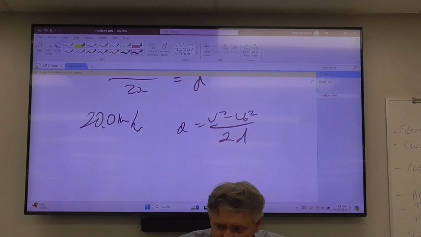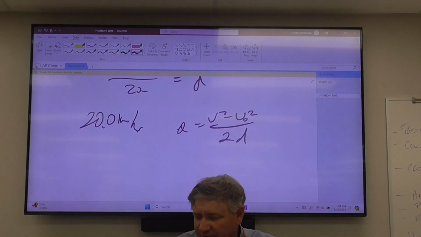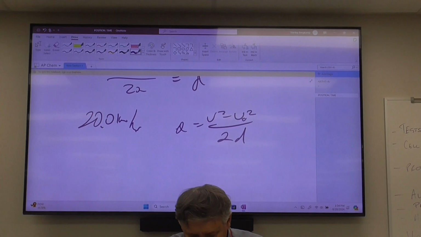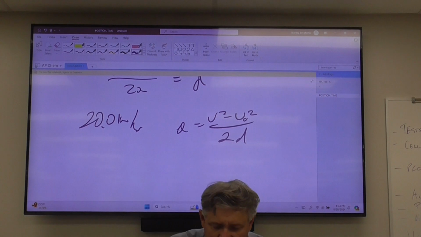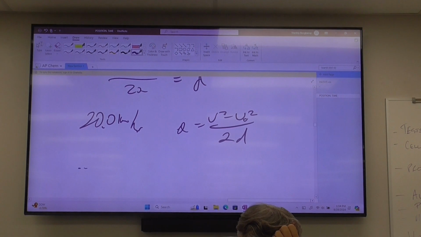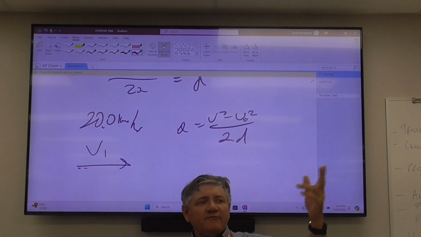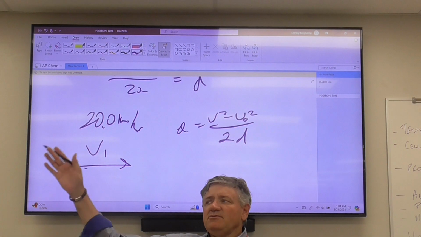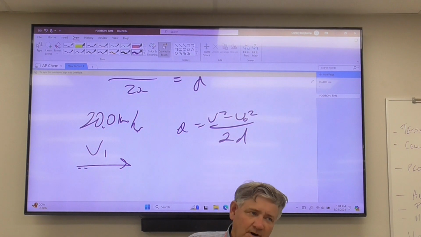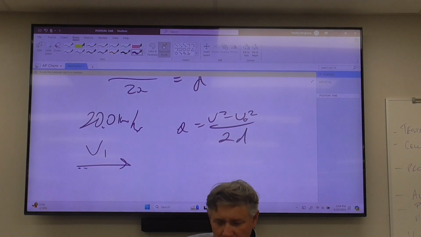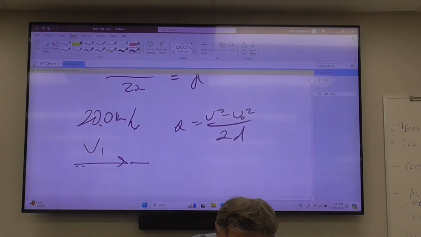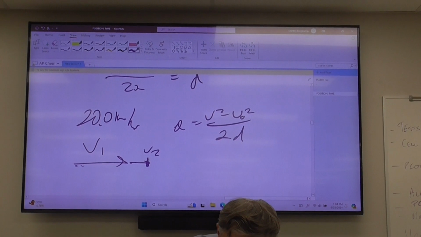So let me show you what I'm looking for. On 15, draw the motion diagram showing two velocity vectors and an acceleration vector. So all you have to do is come in here and draw V1. Now, you have only two choices: either V2 gets bigger or V2 gets smaller. What's going to happen? It's smaller. Why? Because it's going to stop. You're slowing down. So then all you have to do is draw V2.